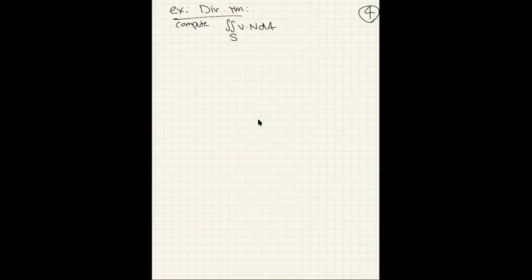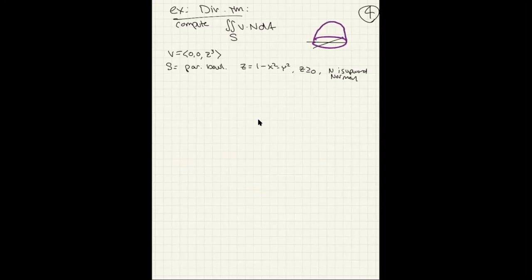And I'm going to tell you V is 0, 0, z cubed. And then S is the parabolic bowl given by z equals 1 minus x squared minus y squared, where z is greater than or equal to 0, and n is upward, or outward normal. So the picture is this. I'll do the surface in purple. That's the base, and it's the upside down wine glass. So that's S, and that's N.